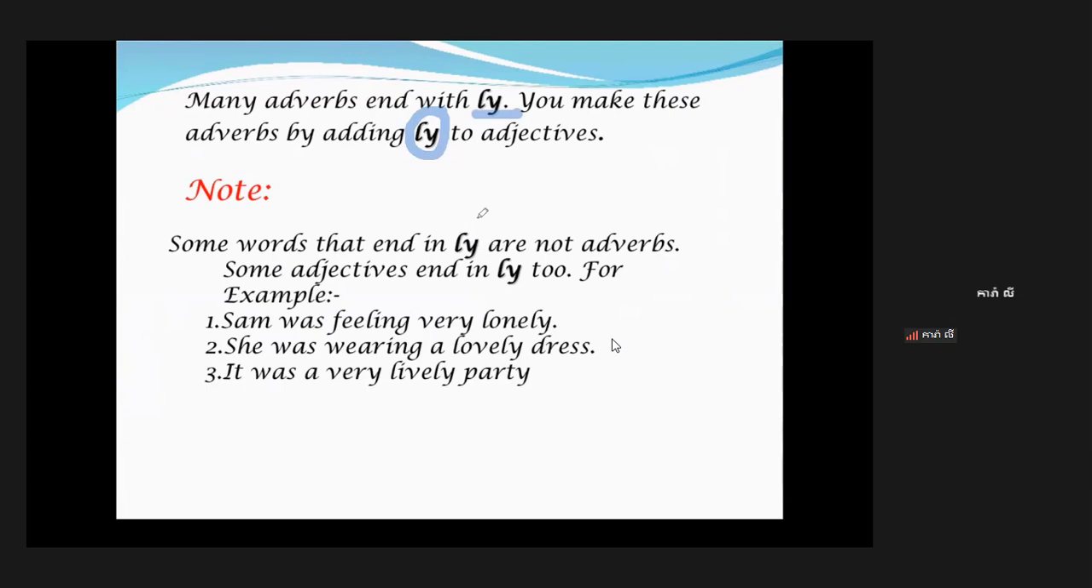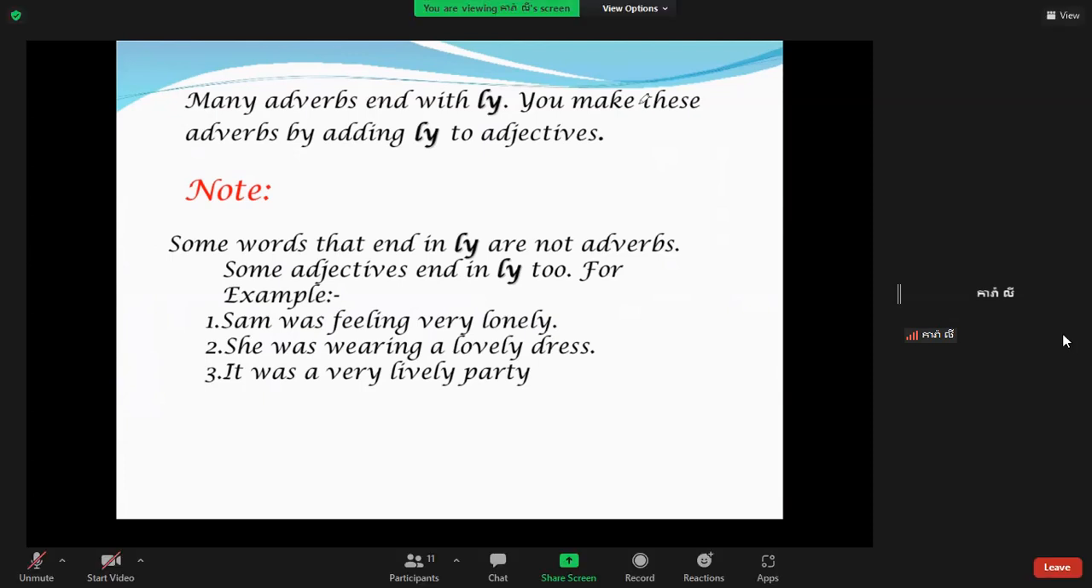Some words that end in ly are not adverbs. Some adjectives end in ly too. For example, Sam was feeling very lonely. Lonely is an adjective and not an adverb. She was wearing a lovely dress, and it was a very lively party. Lively means active and loud, okay? So don't worry too much about this. This is just saying that although we use ly in many adverbs, it does not mean that all ly words are adverbs.